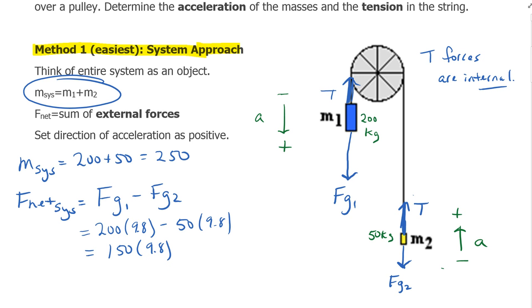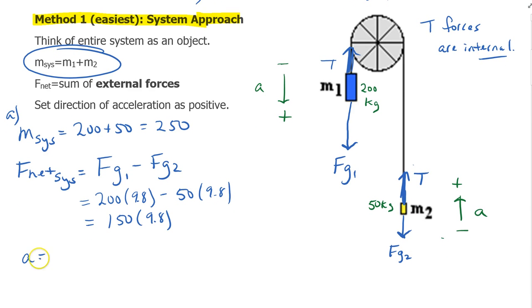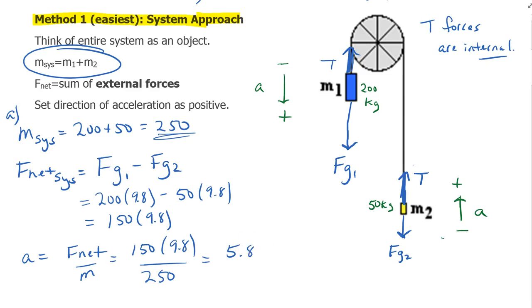Now, we're almost there. How do you figure out the acceleration? There's two things we have to do. We have to figure out acceleration, that would be part A, and part B is to figure out the tension. So we're on the part A section over here. Acceleration is equal to F net over m. In our case, it's the F net of the system, 150 times 9.8, all divided by the mass of the system, which we figured was 250. So 150 multiplied by 9.8 divided by 250 turns out to be 5.88 meters per second squared. So there's one of my answers.